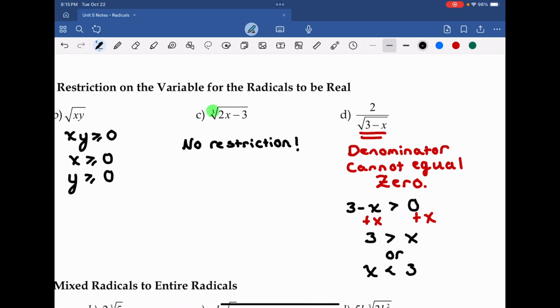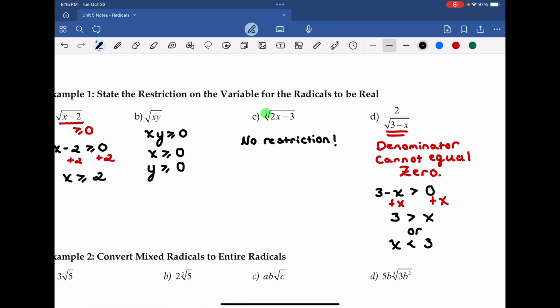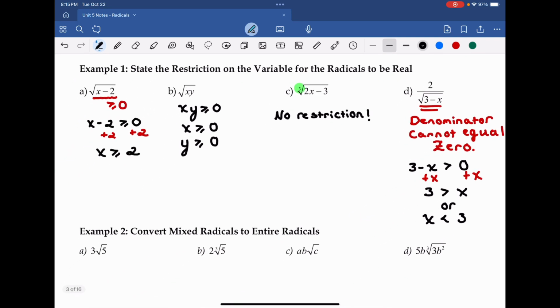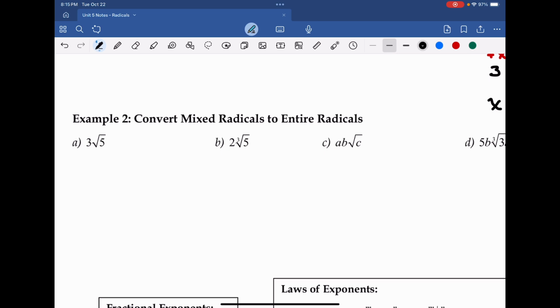Perfect. Okay, so restrictions are very important because we need to know what values of x will be eliminated, or what values of x we should consider such that these things stay as real answers. Because the minute they become imaginary solutions or they become non-real solutions, that means that we're doing something wrong, especially in our pre-calculus courses. Okay, convert each mixed radical to entire radicals.